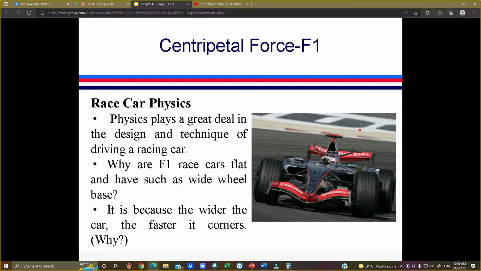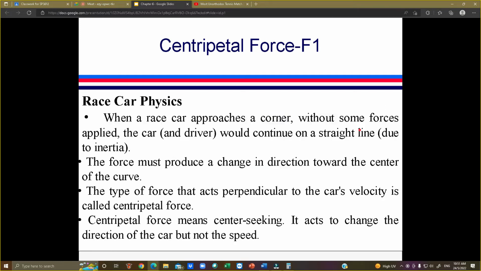Sometimes it is not due to your car, but it is due to your rotation. Okay, kamu cuba untuk rotate terlalu cepat. Daripada tegak jadi lap terlalu cepat. The angle is too steep, resulting in not enough centripetal force. Means you are not going to get the lap. You are going to overshoot. Overshooting is the effect of lacking in terms of centripetal force. Tak cukup. Okay. So when the car approaches a corner without some force applied, the car would continue on a straight line.